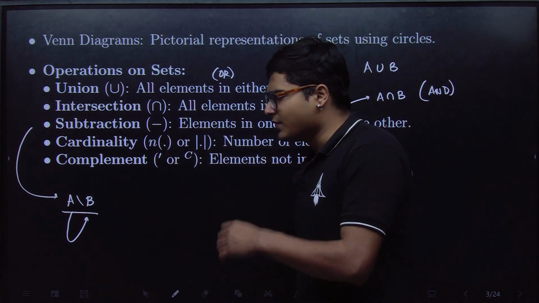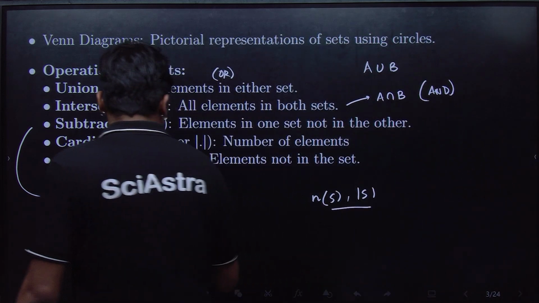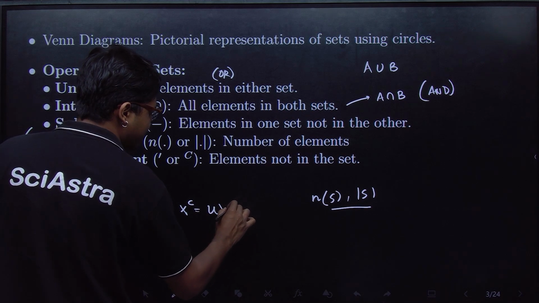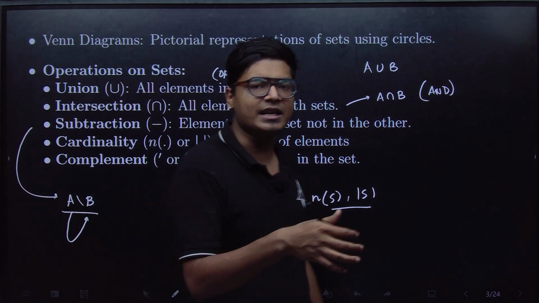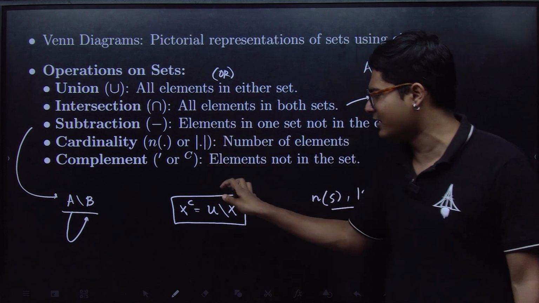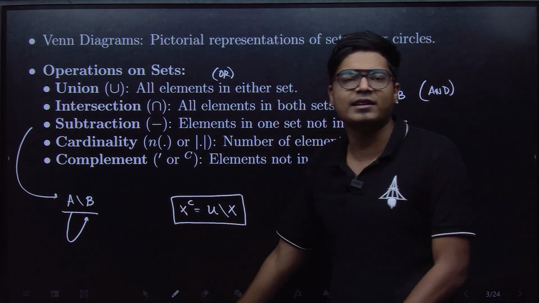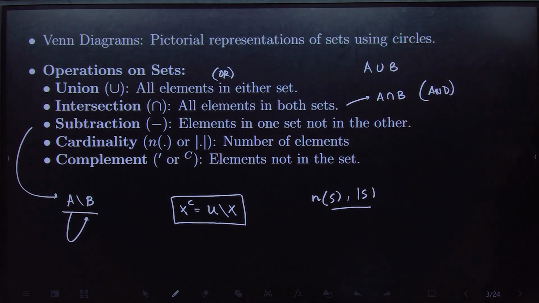Complement of a set. So if you have the universal set given to you, the complement of a set, if I take a set X, X complement is the universal set minus the set X. So every element which is present inside the universal set but not inside X. So basically you're removing the set X from the universal set. Whatever you are left out with is the complement of the set X. Alright, so there are some operations you can do on sets.